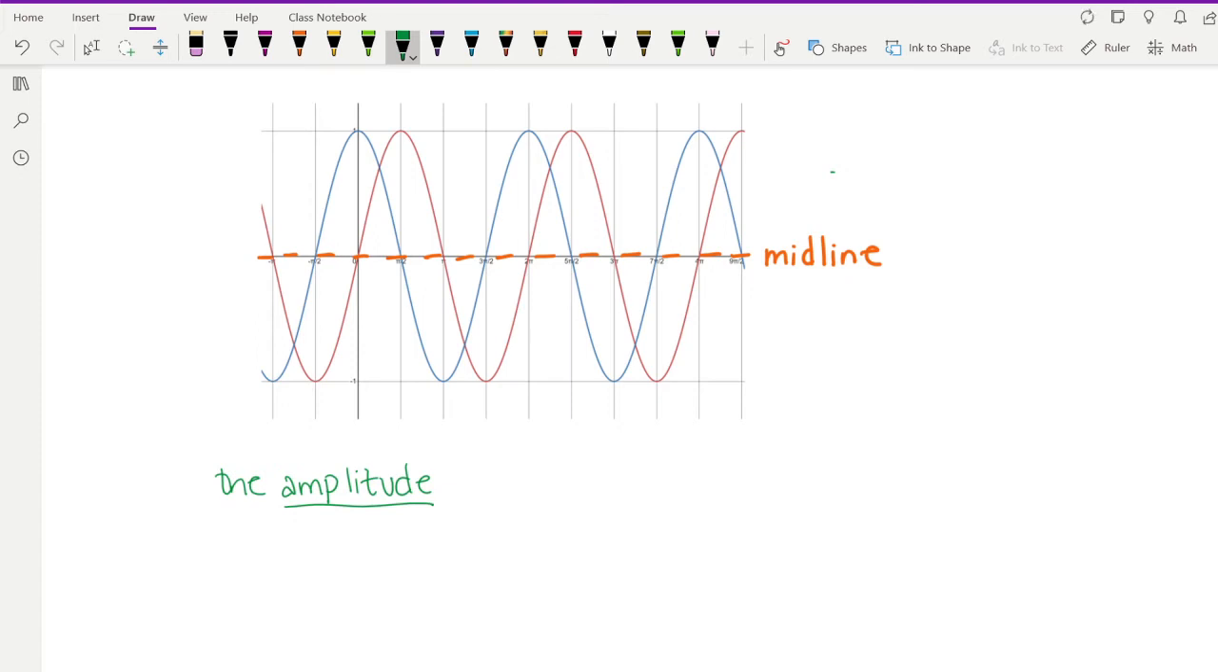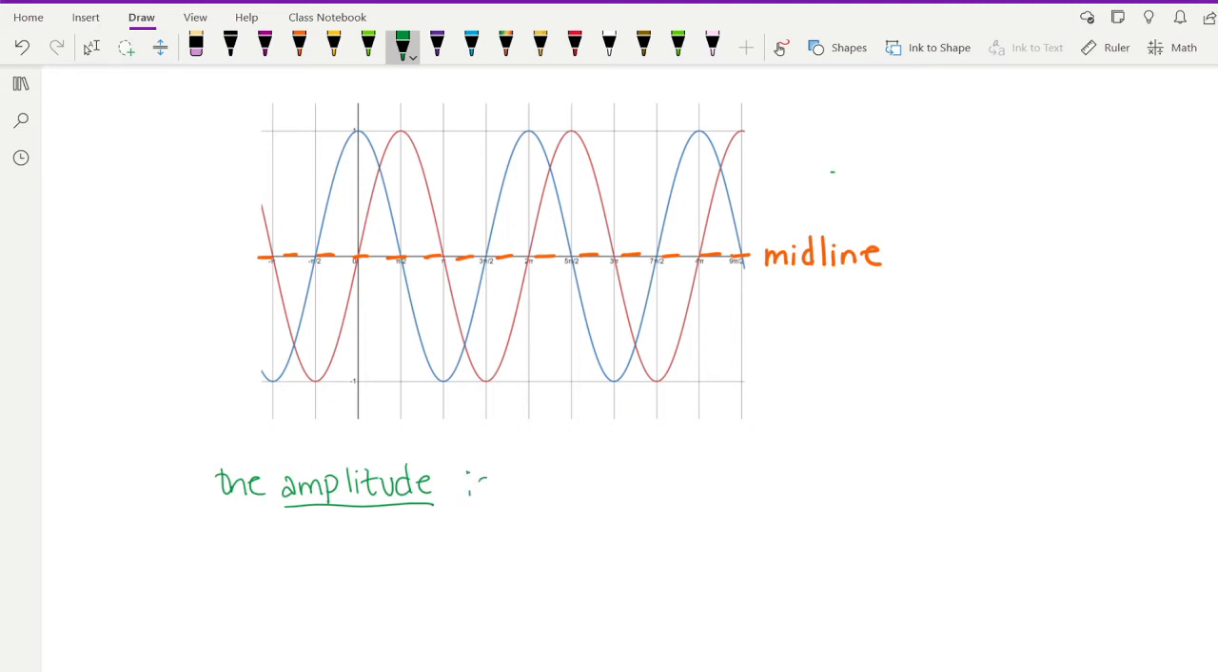Okay, another word we need to know is the amplitude. The amplitude of a sine or cosine function refers to a way to describe the height, but it's not the entire height. It's half of the height. And the way that we can describe half of the height is the distance from the midline to either the maximum or minimum point. It doesn't matter which way you measure, you'll get the same thing.